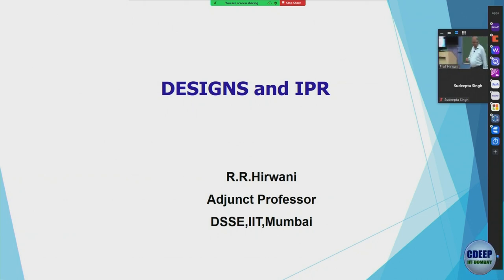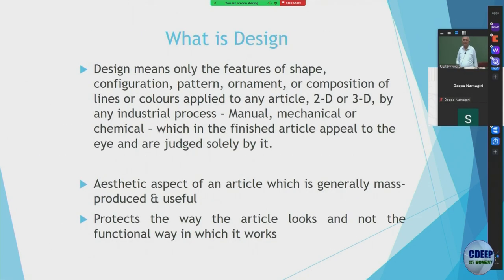See, what he says is correct in common parlance, but for the purpose of IP, design means only the features of shape, configuration, pattern, ornament or composition, lines or colors applied to any article, two-dimensional or three-dimensional, by any industrial process, manual, mechanical or chemical, which in the finished article appeal to the eye and are judged solely by eye.